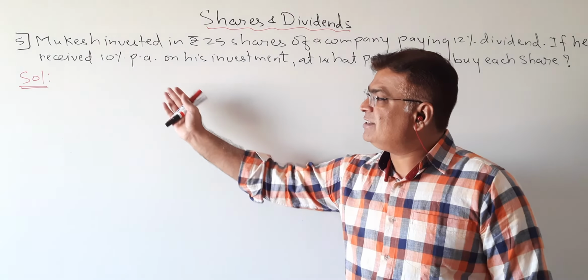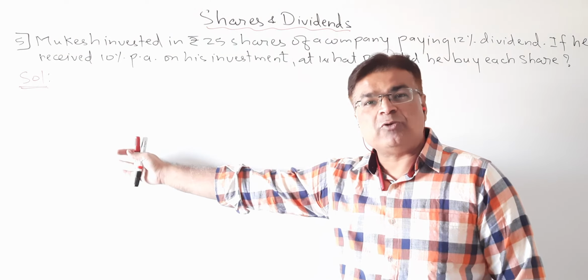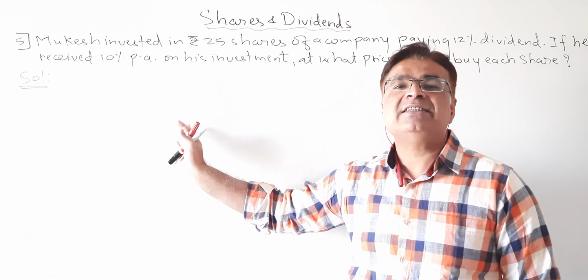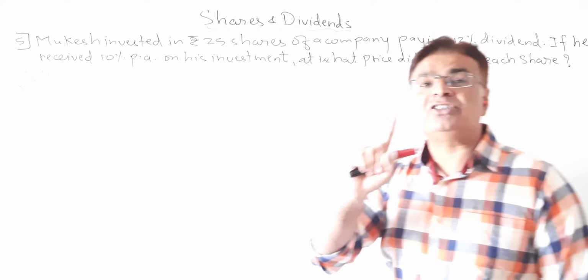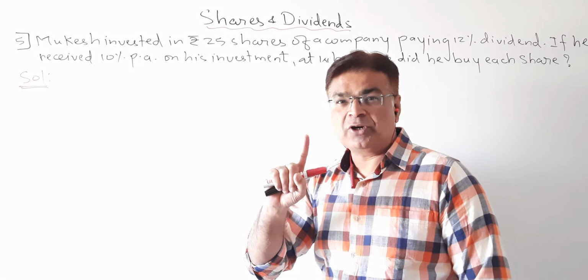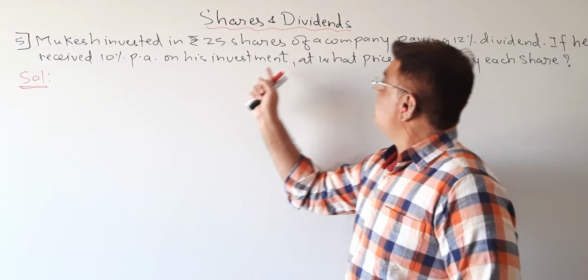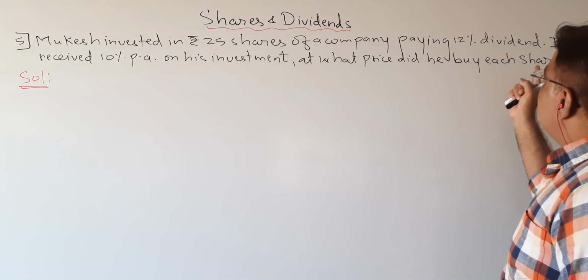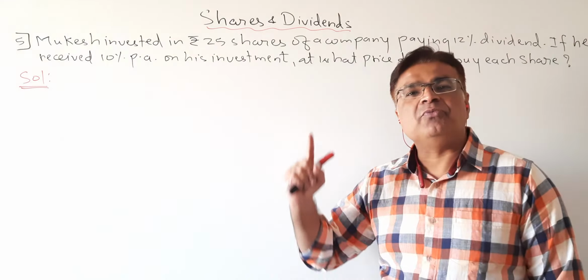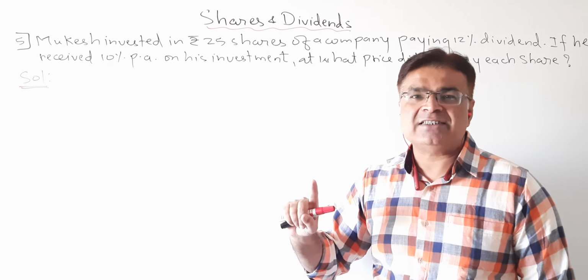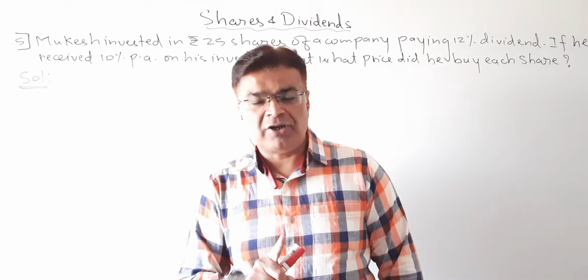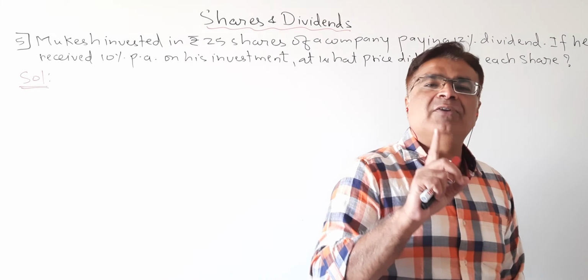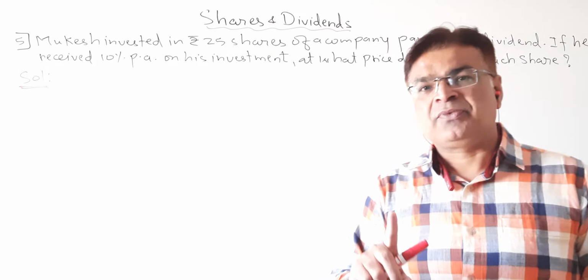3 rupees means he is earning 10%. So if he wants to earn 100%, that is how much? So 3 rupees is the earning of one share. Okay. So you will get at what price did he buy each share. So by unitary method you will directly get the answer. Yes, you should get answer as 30 rupees. Okay. So the value of one share will be rupees 30.